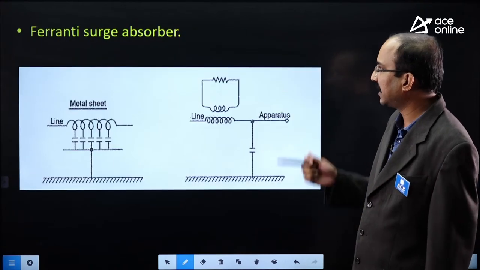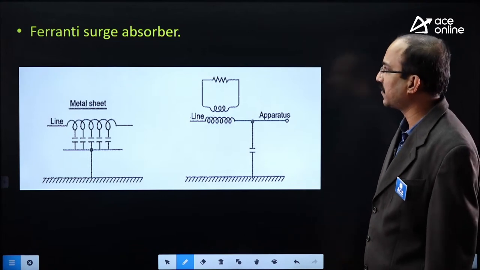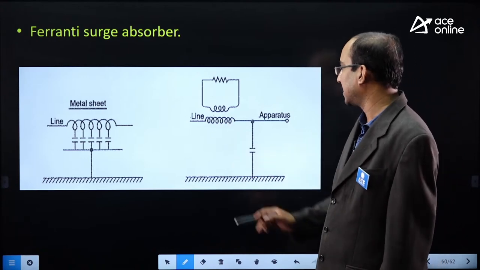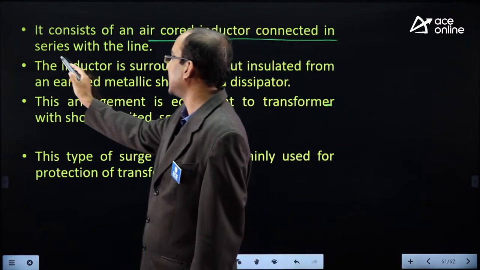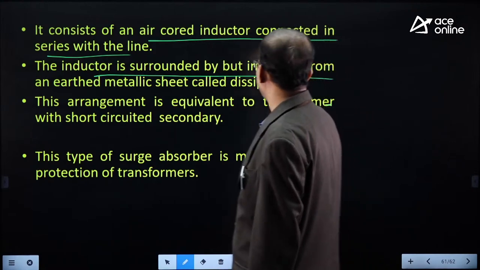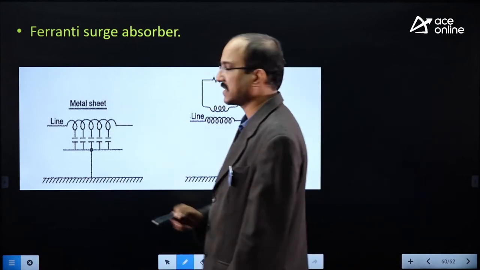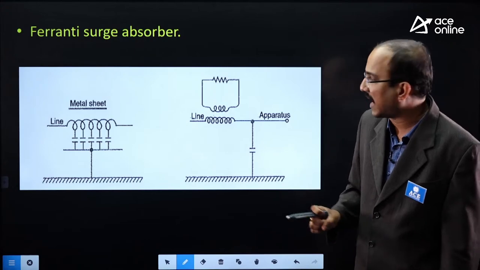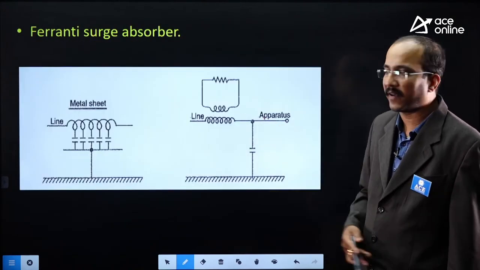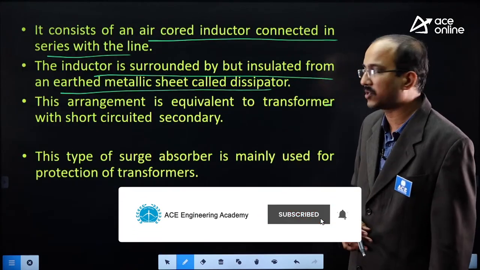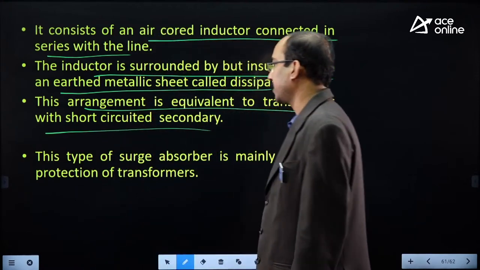Another important type of surge absorber is the Ferranti type. It consists of an air core inductor connected in series with the line, and the inductor is surrounded by an insulated earthed metallic sheet. The metallic sheet will act as a dissipator. The Ferranti type of surge absorber is equivalent to a transformer with a short circuited secondary.